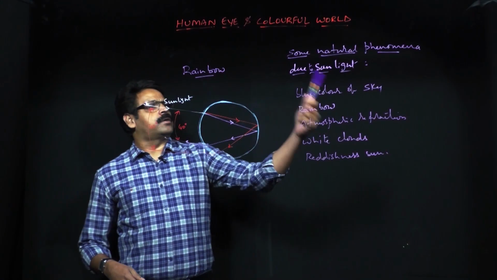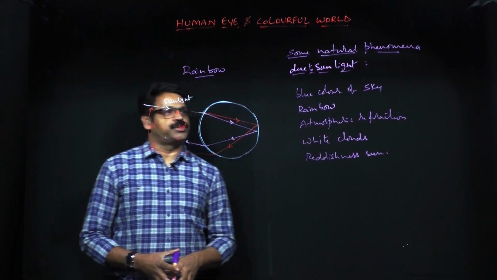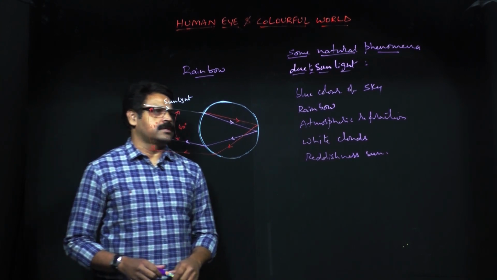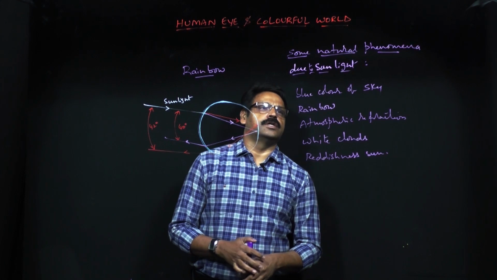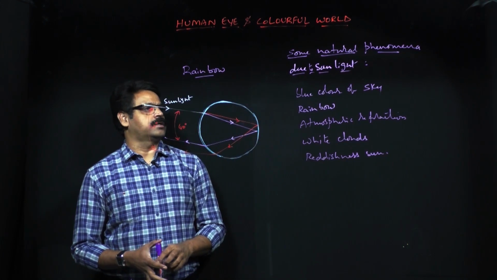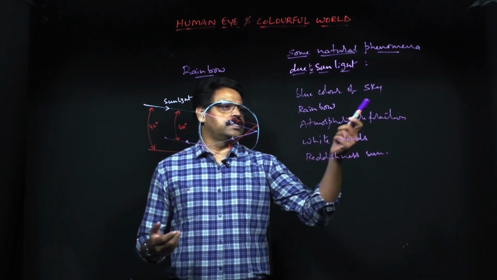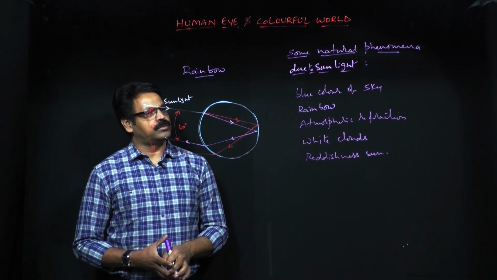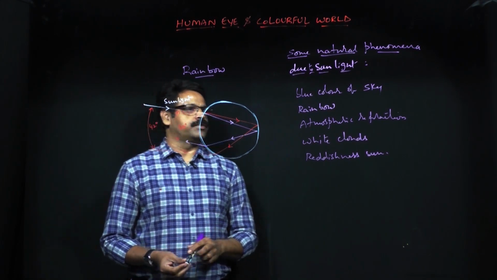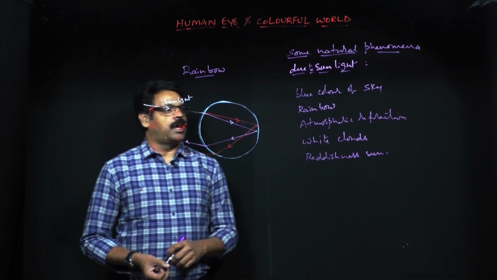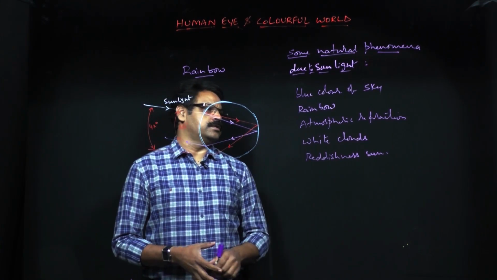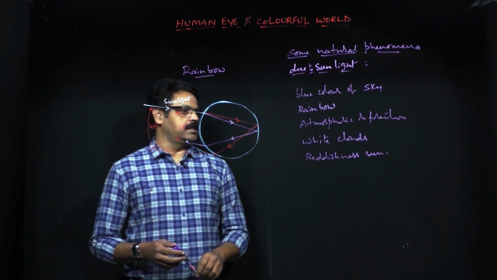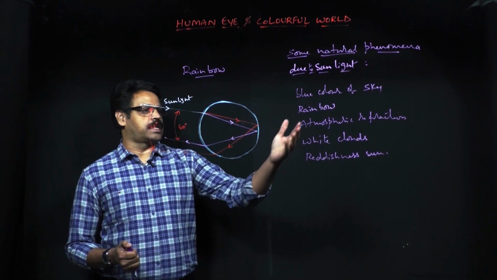Now we look into some natural phenomena that we observe due to sunlight. When sunlight interacts with the several things around us, it gives rise to beautiful phenomena, like the blue color of the sky. This is one of the natural phenomena due to sunlight. And you can see the rainbow's formation. The rainbow is formed just after the rain in the presence of sunlight.